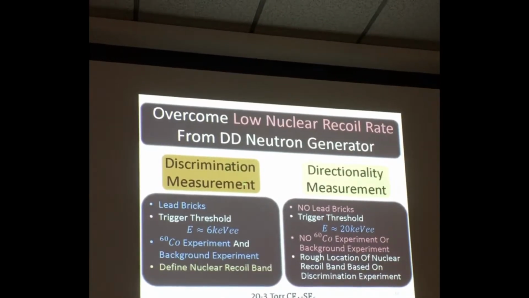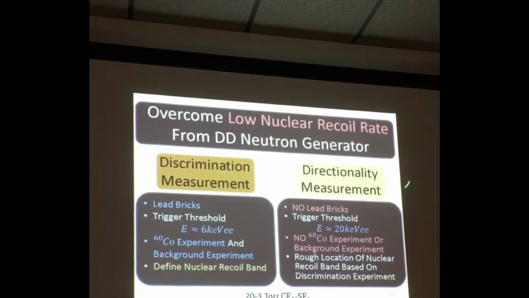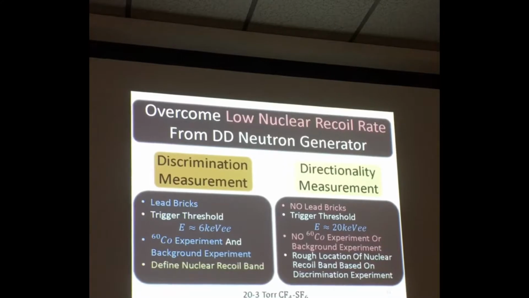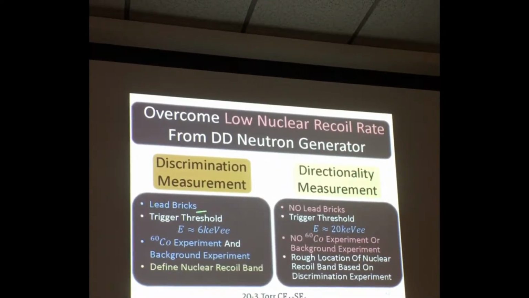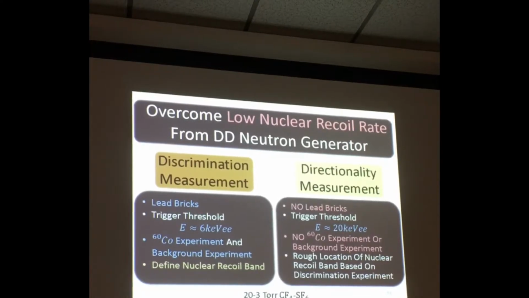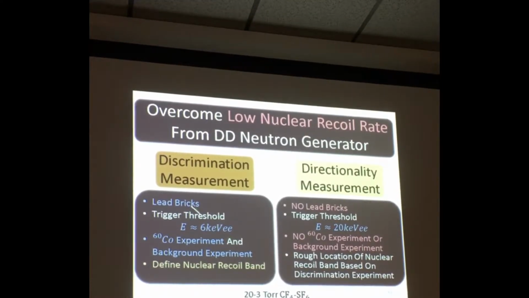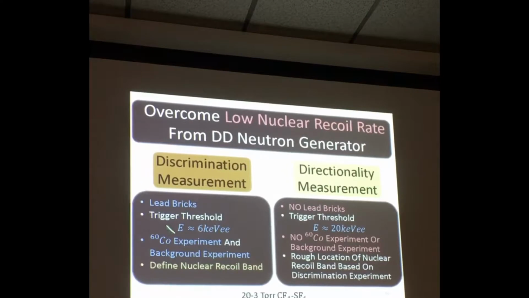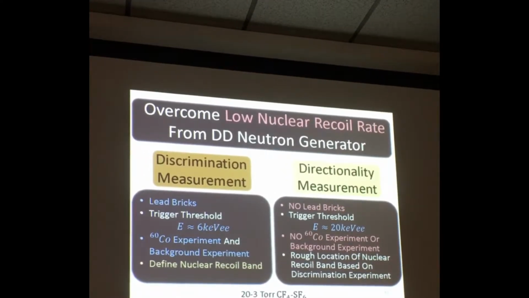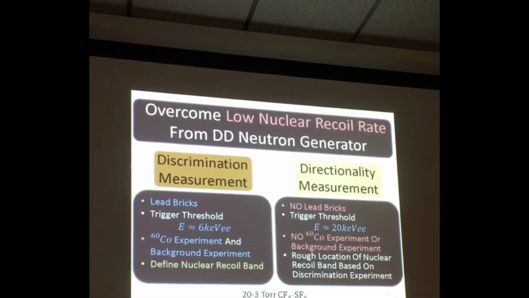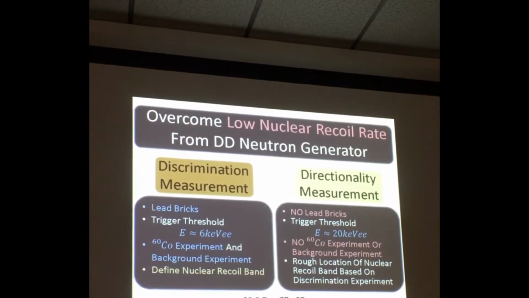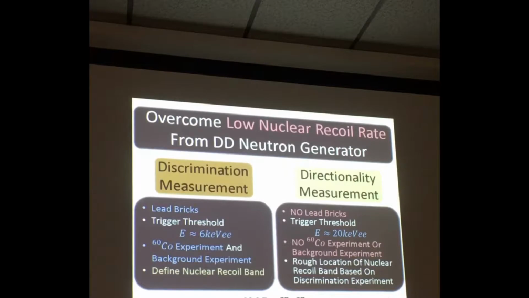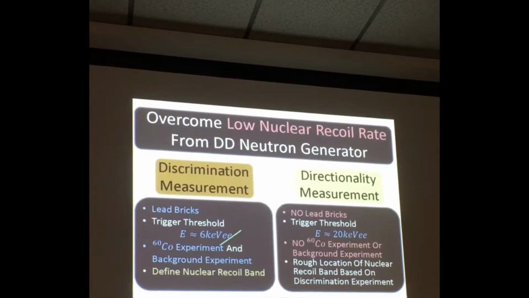And what I did is I measured the discrimination and the directionality in 2 separate experiments. So I first measured the discrimination by adding lead bricks to attenuate the gammas, and since I do that, I can lower the energy threshold to 6 keVee, which is low, and then that means that I can measure discrimination down to, or at least potentially up to, that.